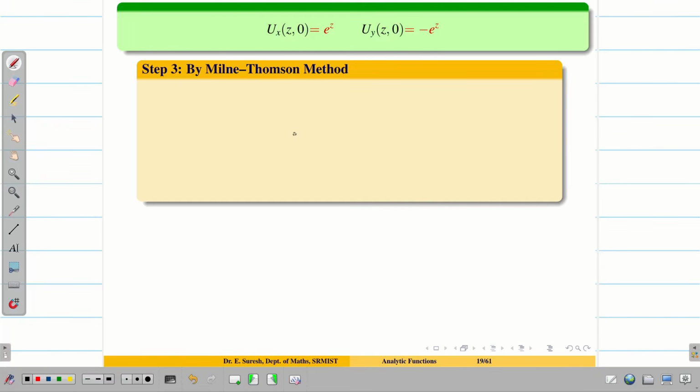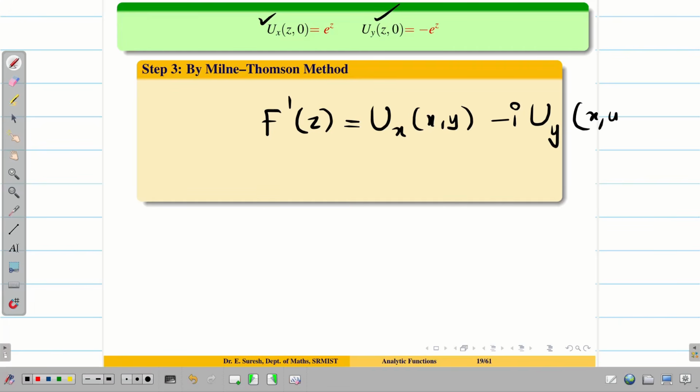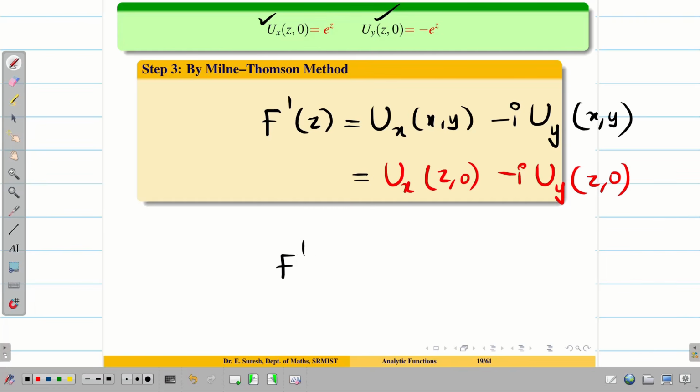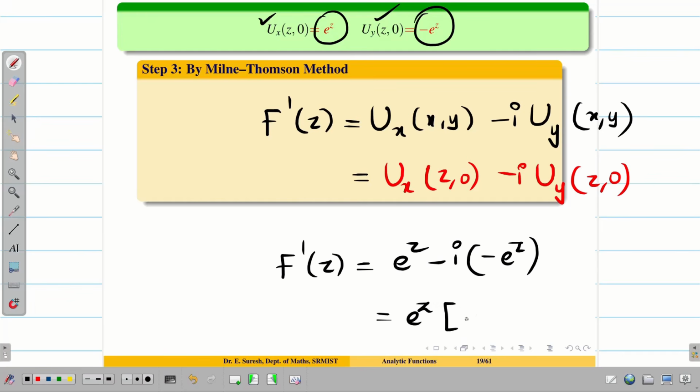Next, step 3. While you write step 3, you should be very careful because we are using the notation capital U. So capital F dash of z is capital Ux of x comma y minus i into capital Uy of x comma y. By Milne Thomson's method, this is equal to Ux of z comma 0 minus i into Uy of z comma 0. Now, capital F dash of z is e power z minus i into e power z with minus sign. Now I will take this e power z in common, minus into minus plus, so we get (1 plus i) e power z. This is my capital F dash of z.